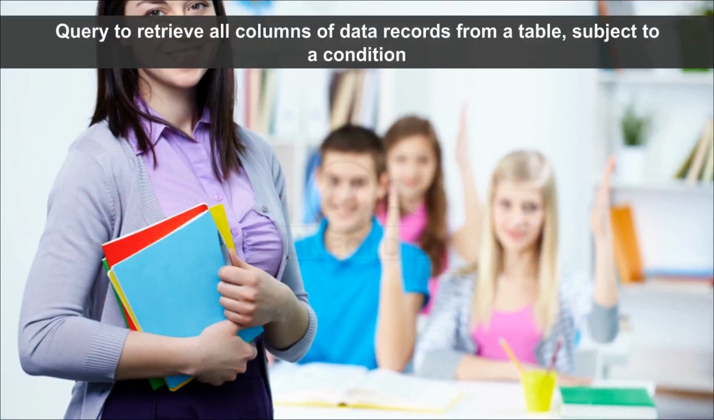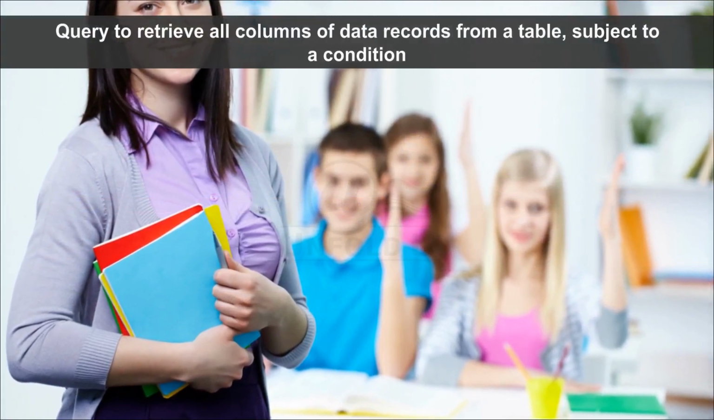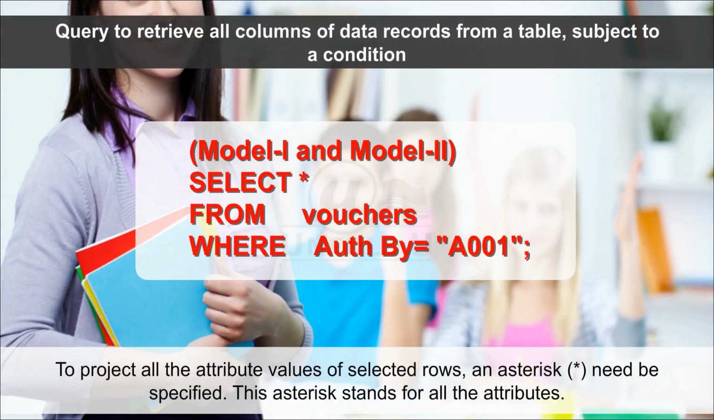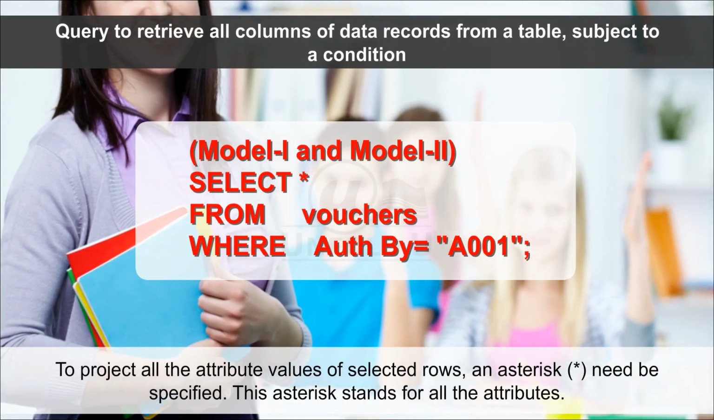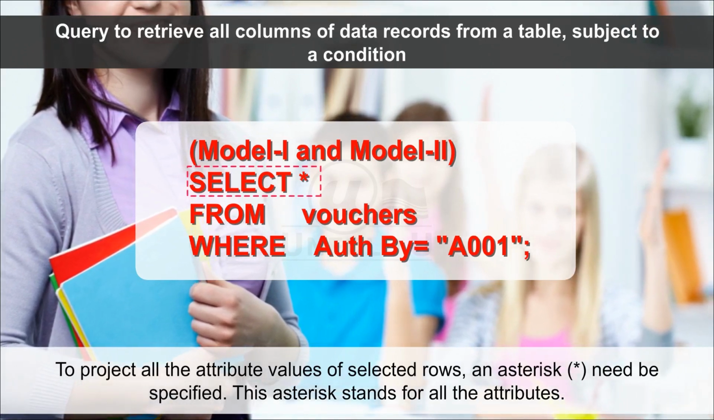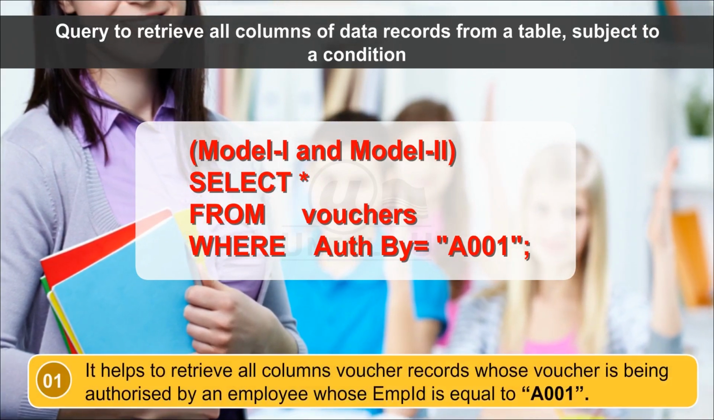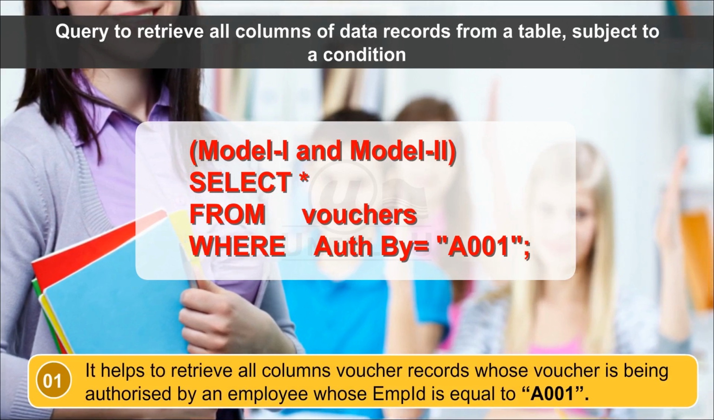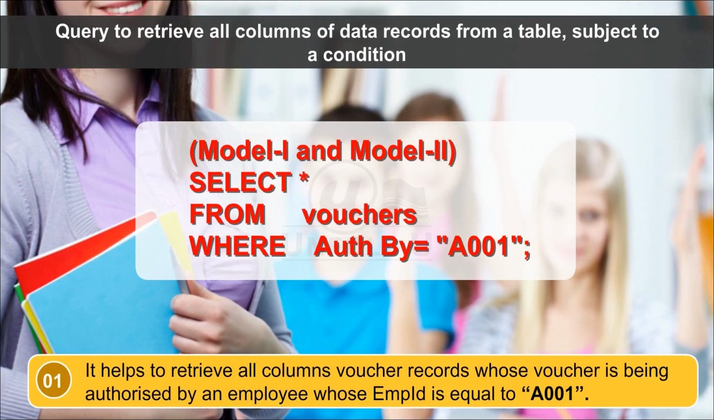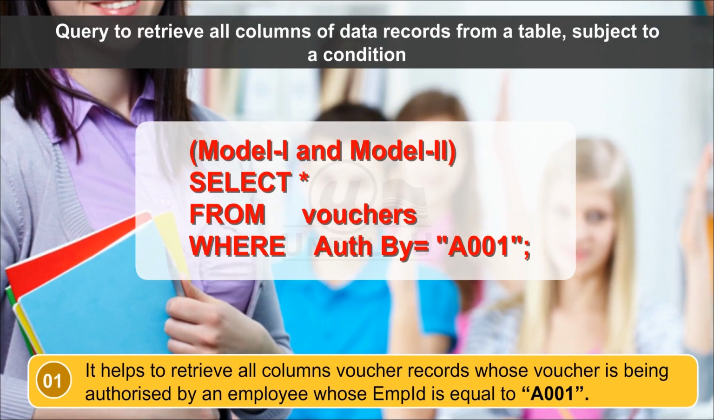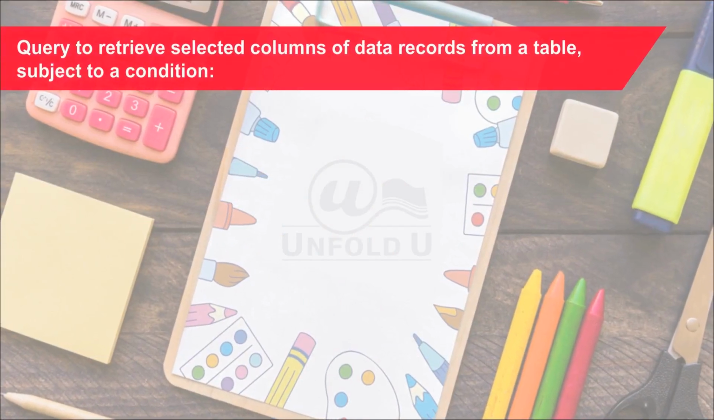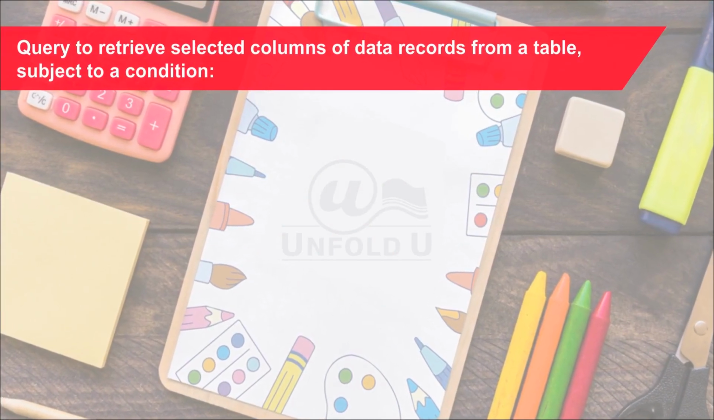Query to retrieve all columns of data records from a table subject to a condition. To project all the attribute values of selected rows, an asterisk needs to be specified. This asterisk stands for all the attributes. 1. It helps to retrieve all columns of voucher records whose voucher is being authorized by an employee whose employee ID is equal to A001.